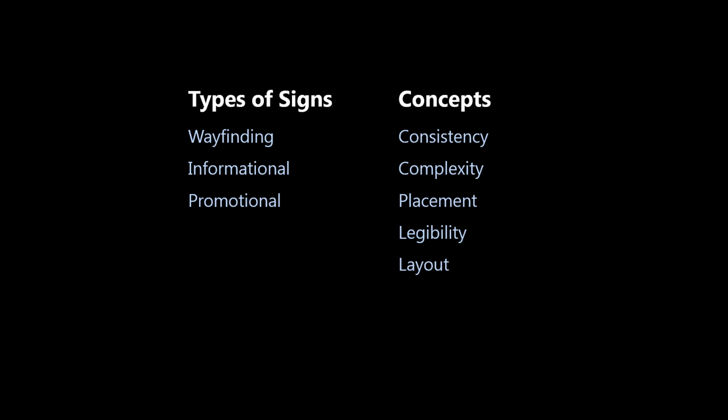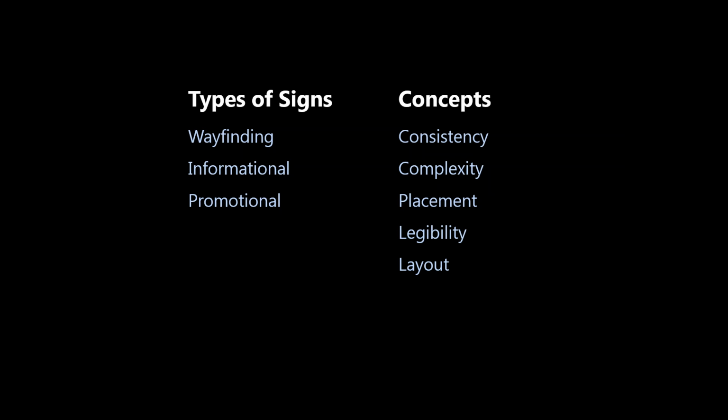Placement, is the sign in the right place for the message? Legibility, can you actually read it? And can you read it from the distance at which you're most likely to encounter it? And then layout, is the most important information the most prominent and easy to understand? So we'll look at all of those concepts as they relate to the 3 types of signs, starting with wayfinding.